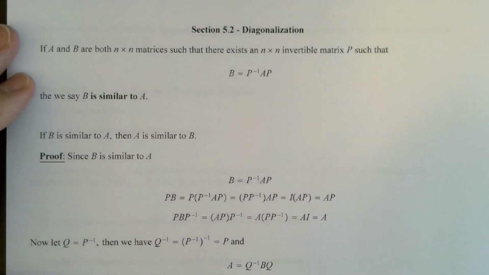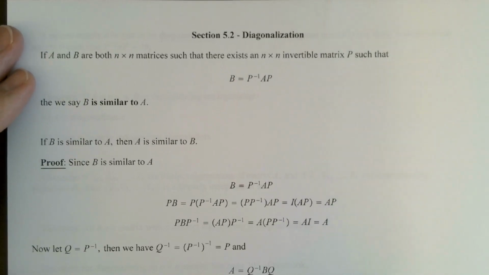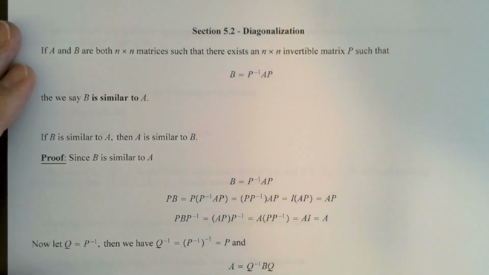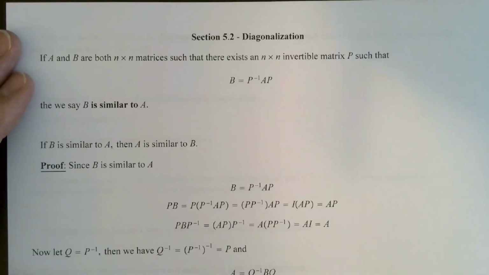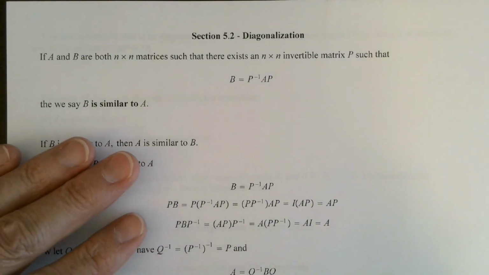All right, I want to very briefly just talk about something known as diagonalization. That's a pretty big, long word and hard to say, but it's a very useful thing, and I'll try to explain a little bit of that to you from the textbook, which is section 5.2. Now, we first start with a definition of what we call similarity.